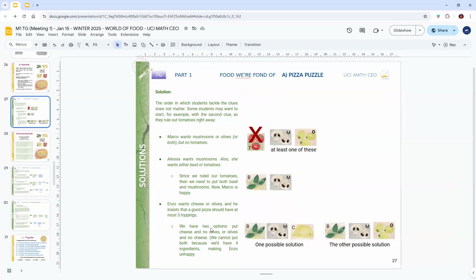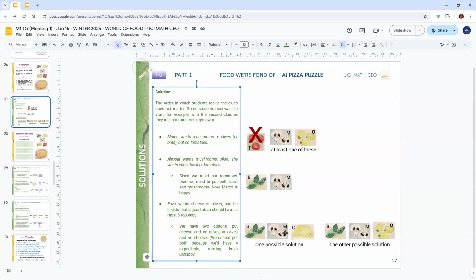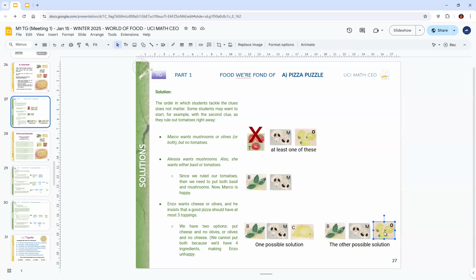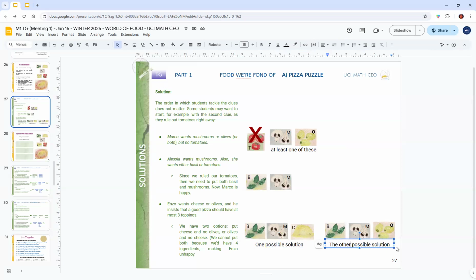So we will have 2 options: putting cheese and no olives, right? Because we cannot go past 3, or putting just olives and no cheese, right? So we cannot put both. So here's a possible solution, BMC, and the other possible solution, BMO.